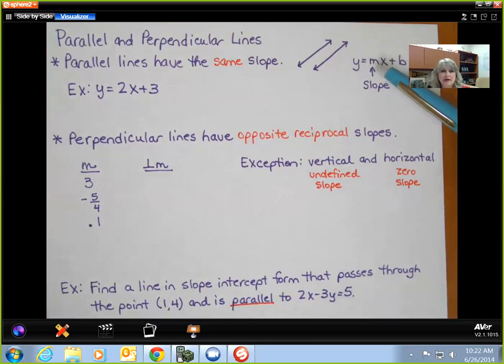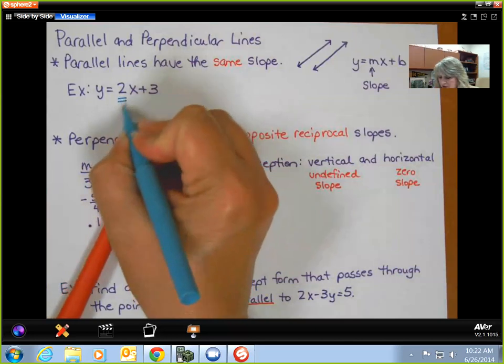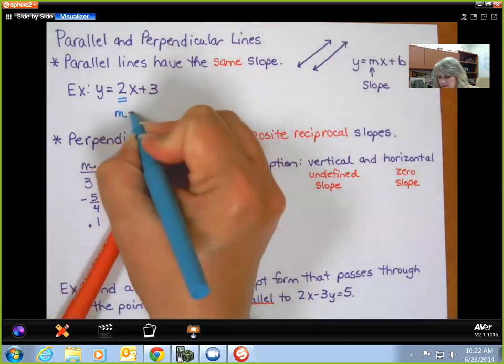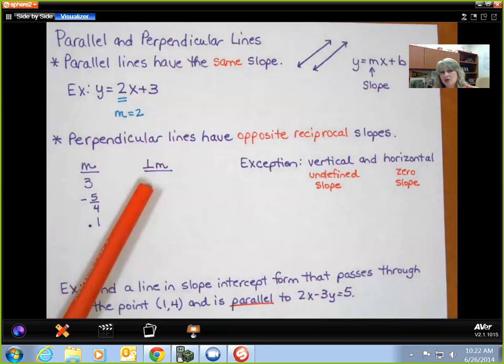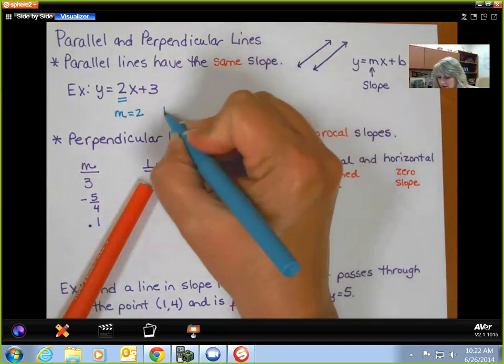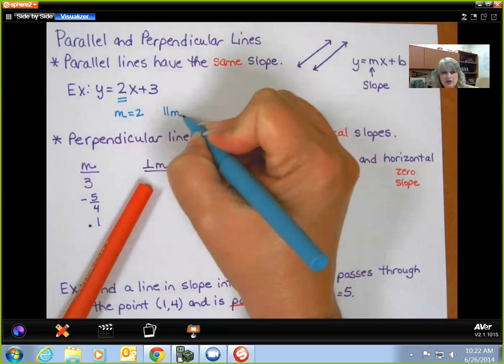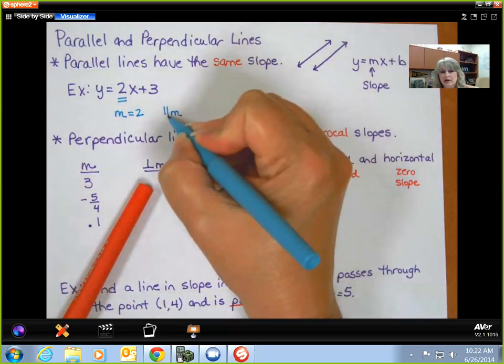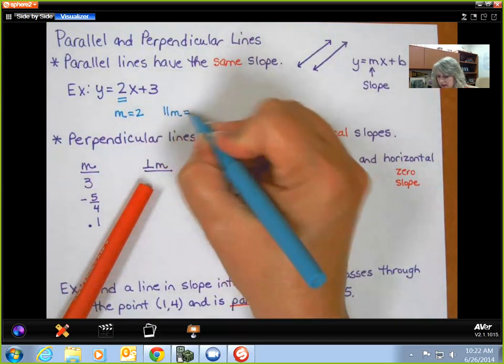So let's say, for example, we have the equation y equals 2x plus 3. Notice that our slope here is 2. That's our m value. So if I say, I want you to write the equation of a line that's parallel to y equals 2x plus 3, that would be easy. Our parallel slope, remember the two lines, that's the symbol for parallel, would also be 2.